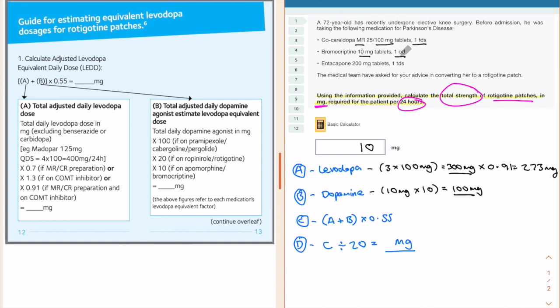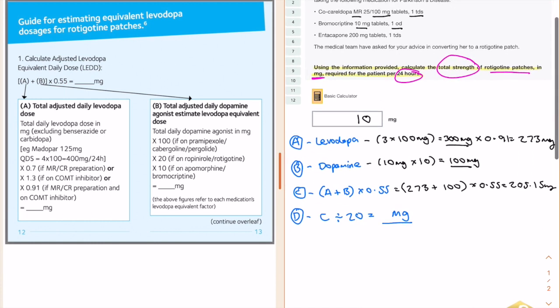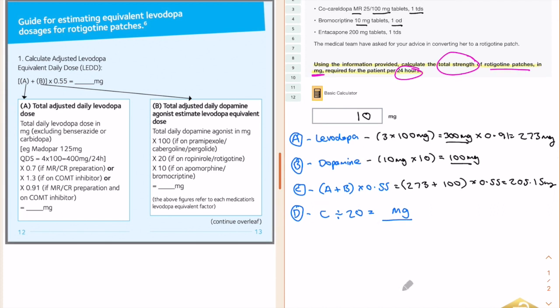Now in part C, we're going to add A and B together. So we're going to do 273 milligrams plus 100 milligrams, and we're going to times it by 0.55 on your calculator. That gives you an answer of 205.15 milligrams. Now that you've calculated that, you can move on to the fourth stage in the process, stage D, where you divide it by 20 to get your number of milligrams.